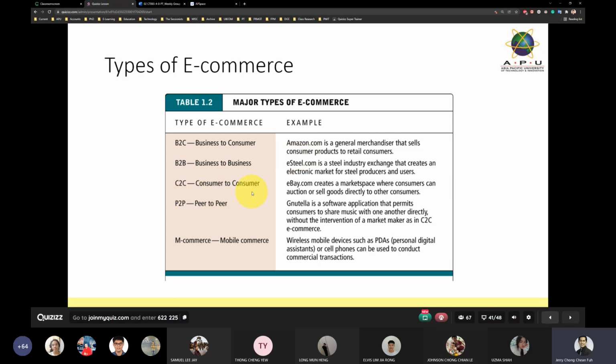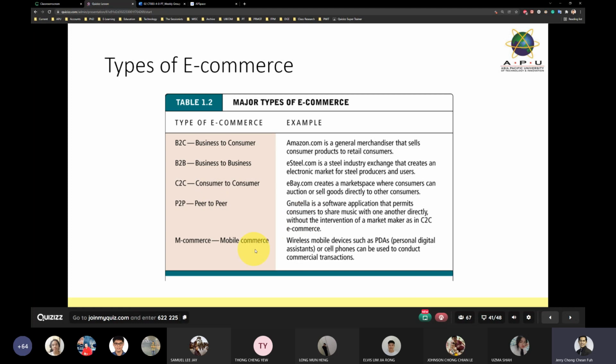C2C, I will easily go back to even Lazada and Shopee, as well as Facebook Marketplace, because they do allow consumers to sell to each other, right? The other example, of course, is eBay, which allows everyone to sell directly to other consumers. In terms of C2C, I think there's a lot of changes, especially with the existence of social media today. You are easily able to just promote it to each other, being consumers yourself as well.